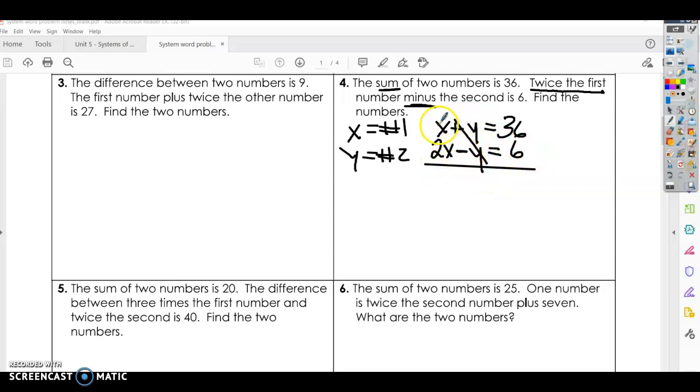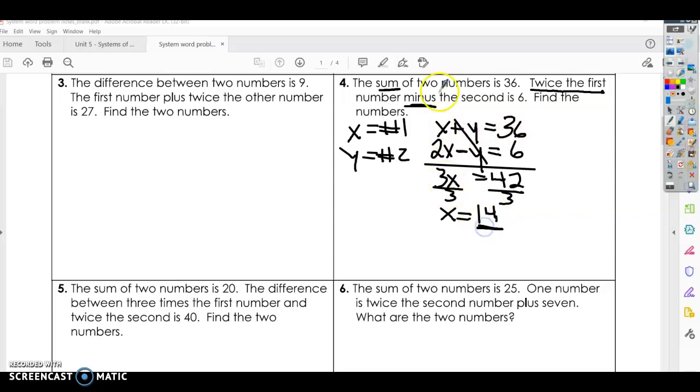if we add these two equations together. So add those together. X plus 2x is 3x. 36 plus 6 is 42. All right, 3 goes into 4 one time. 3 goes into 12 4 times. So x is 14.